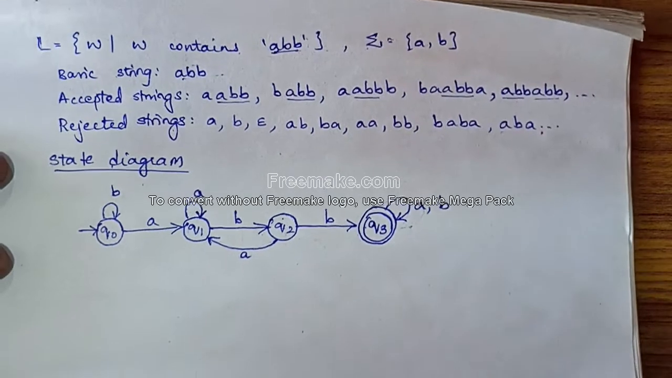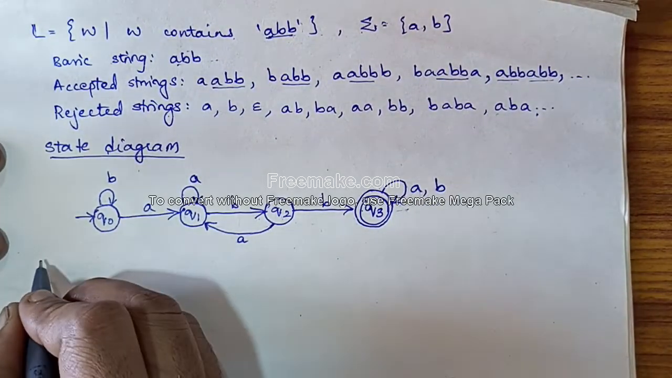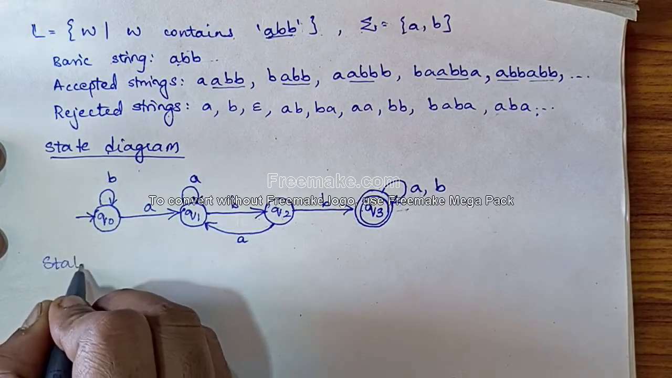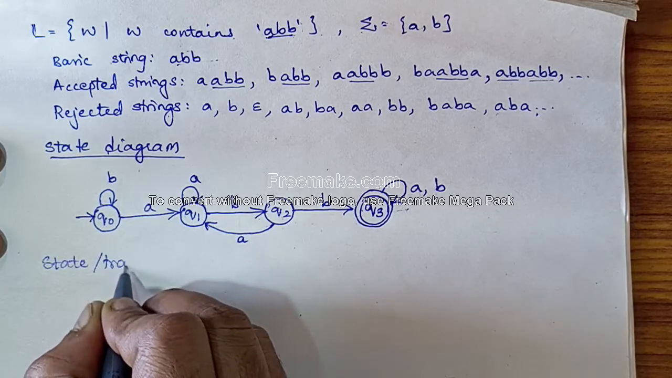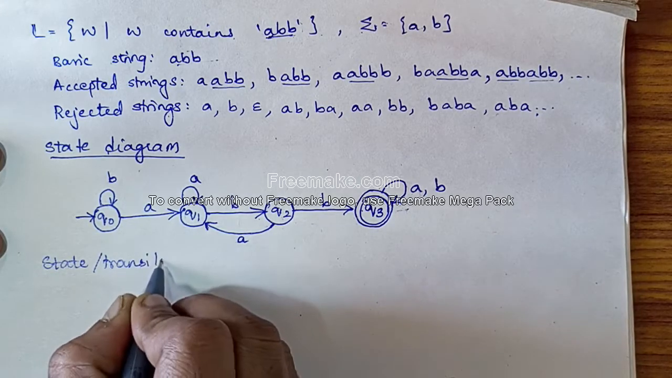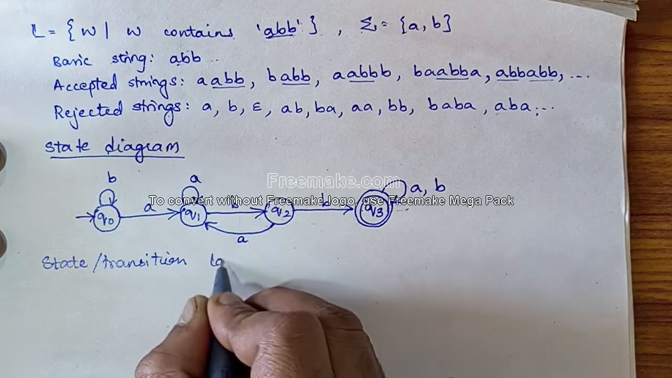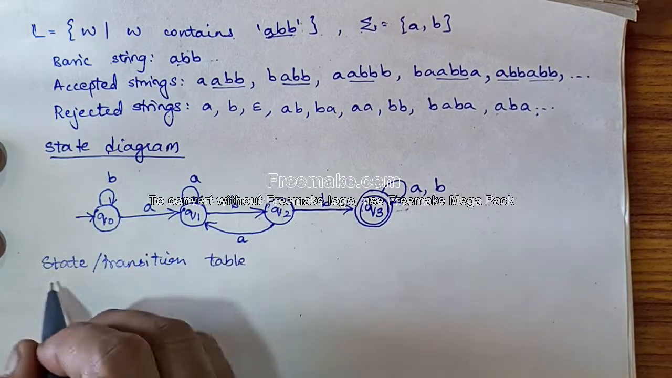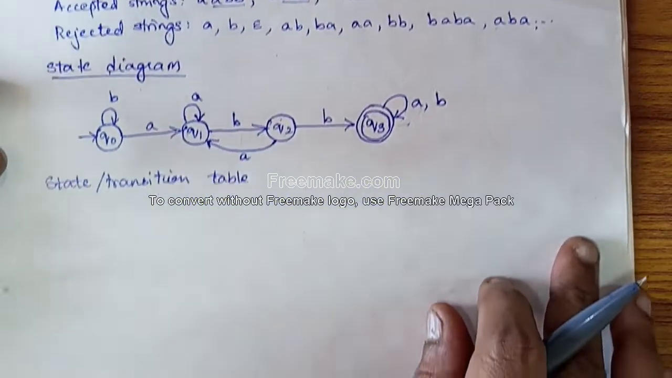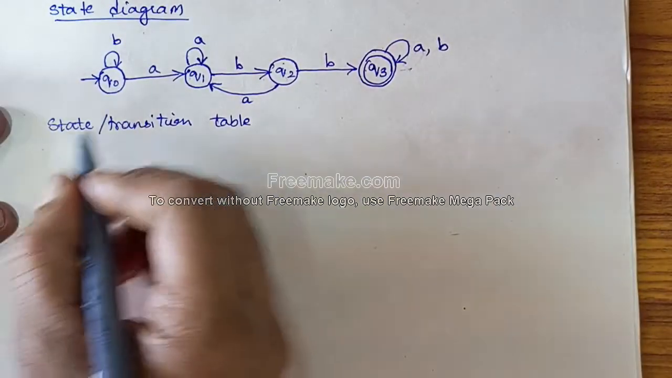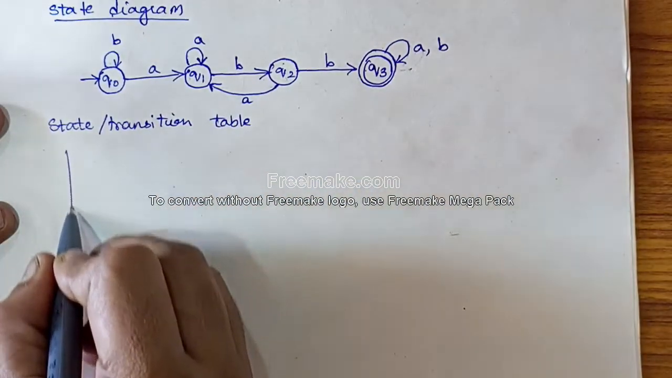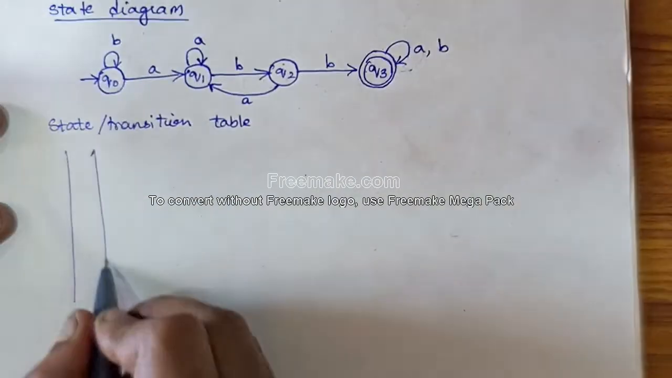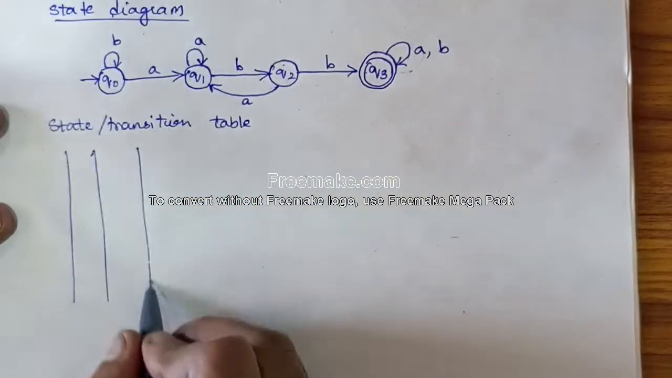Correct. Next, after I draw the state diagram, I just look at the state diagram and fill the state table or transition table. In either way I can call it. State transition table. I have 4 states over here and 2 input symbols.